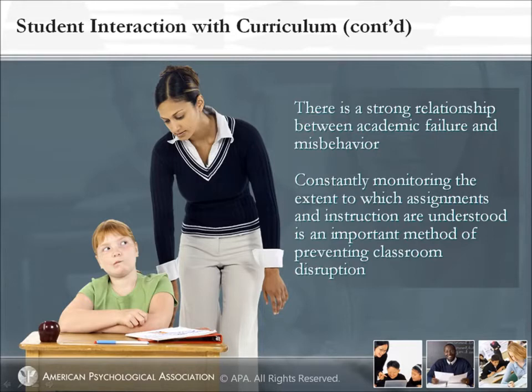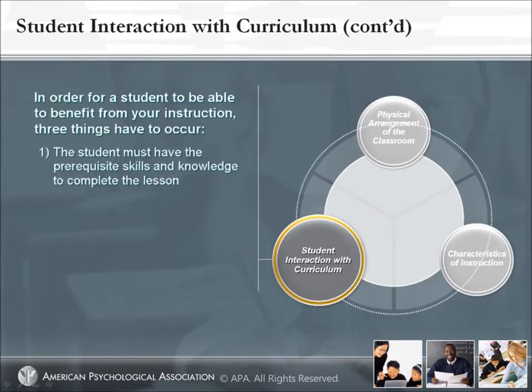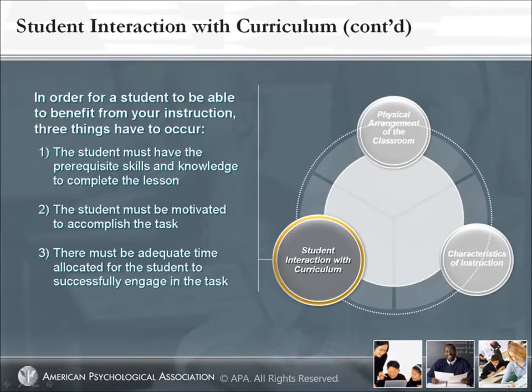In order for a student to benefit from your instruction, 3 things must occur. First, as just noted, the student must have the prerequisite skills and knowledge to complete the lesson. Second, the student must be motivated to accomplish the task. Finally, there must be adequate time allocated for the student to complete the task successfully. A breakdown of any of these 3 points can lead to student disengagement from academic tasks and increase the probability of inappropriate or disruptive behavior.